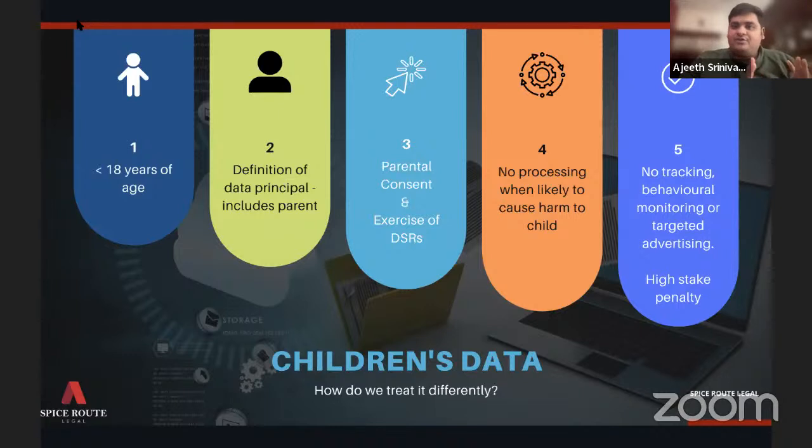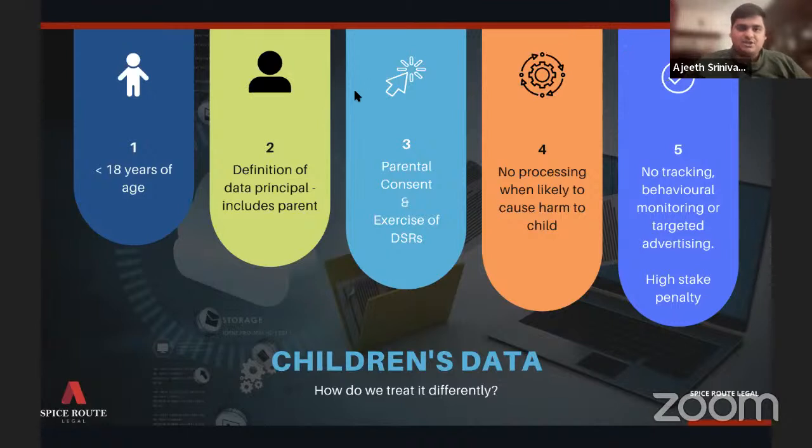There are a couple of restrictions additionally placed on the processing of children's data. You may not process a child's data when you think that the processing of that data would result in harm to the child. But once again, the exact standard of harm, or what is considered harm, hasn't really been defined under the bill. And it's left to the business's best interest or the business's best prudence to determine what harm to a child essentially means.